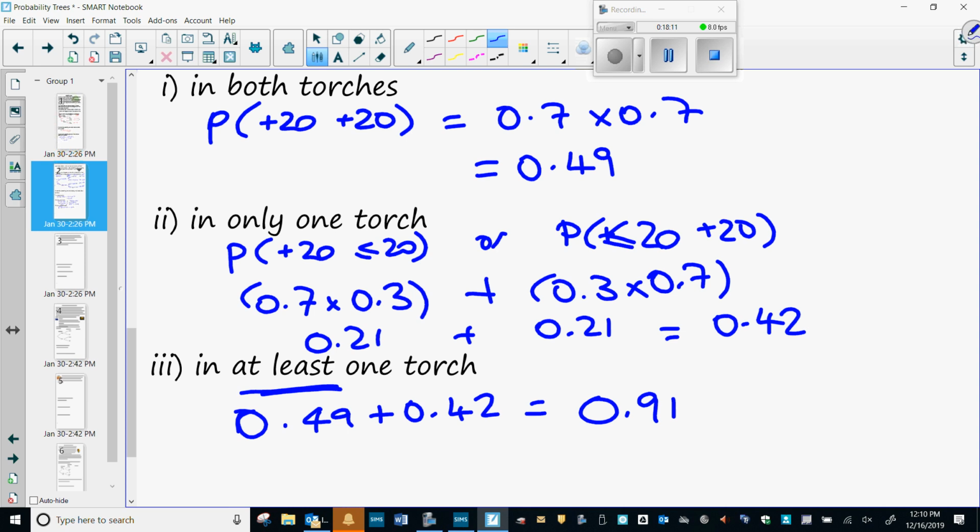What's the difference between when you have to multiply and when you have to add? So multiplying is if you want more than one thing to happen. Okay, so we've got two torches. Because we're talking about two torches, you've got to multiply two probabilities together, because you've got the red torch and the black torch. So you multiply to find the probability of any event happening.